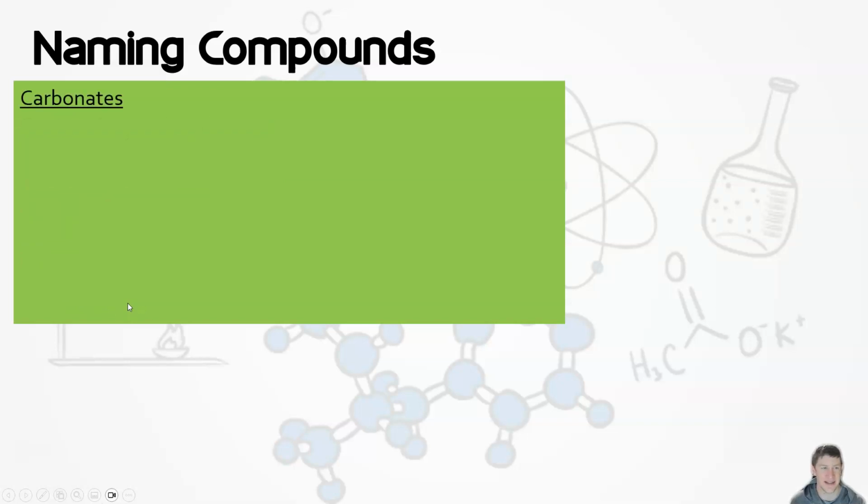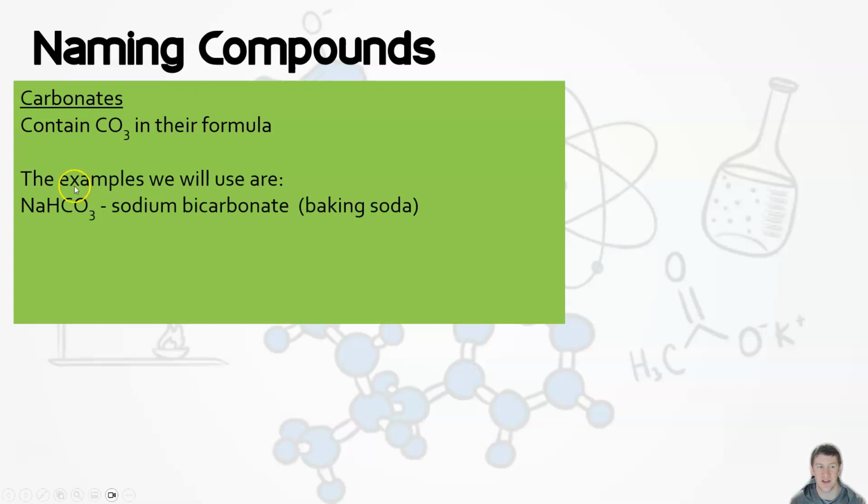What about carbonates? Carbonates contain a CO3 in their formula. So CO3 is carbonate. Examples we'll see are sodium bicarbonate. So don't worry too much about the bi part. That's not super obvious. We've got a carbonate, we've got a sodium. So it might look something like sodium carbonate. It's pretty close, but it's actually sodium bicarbonate.